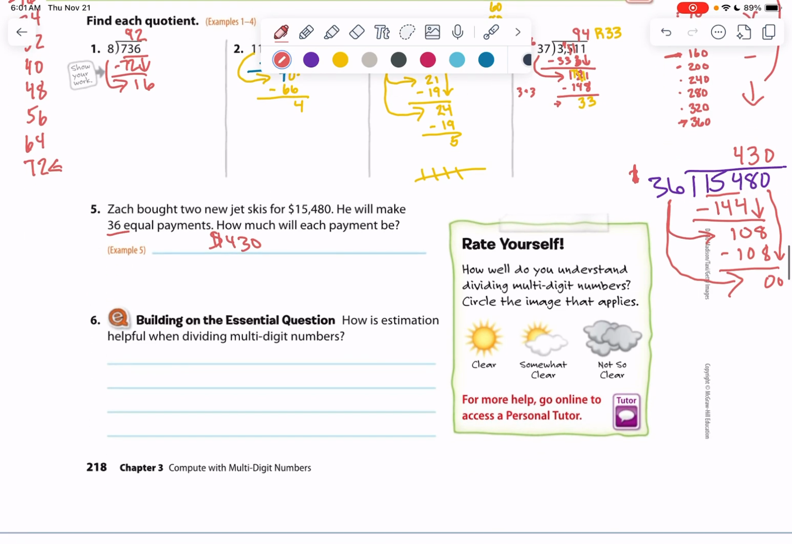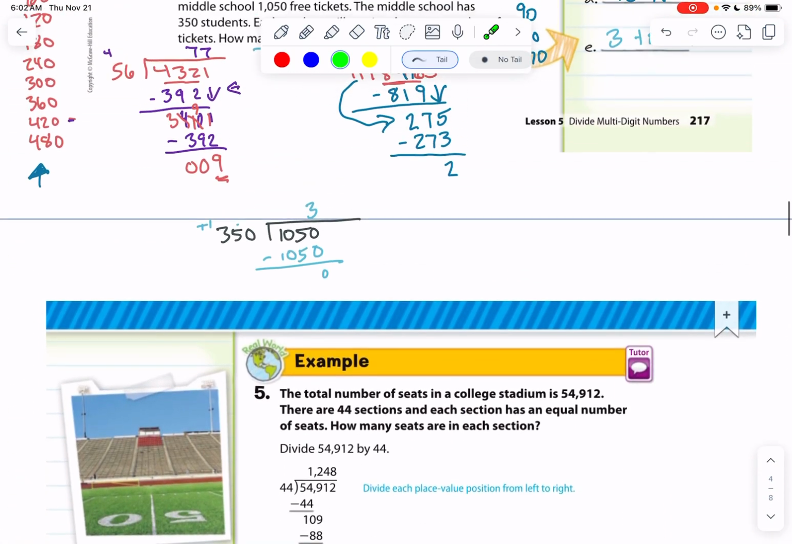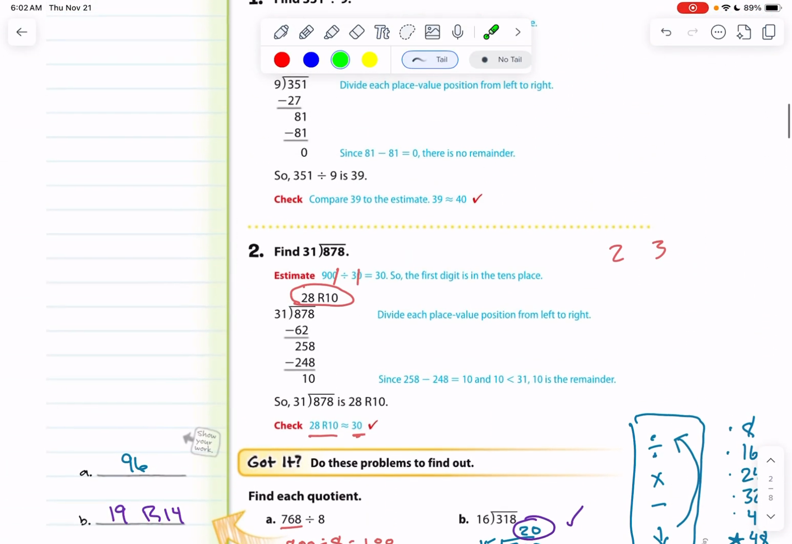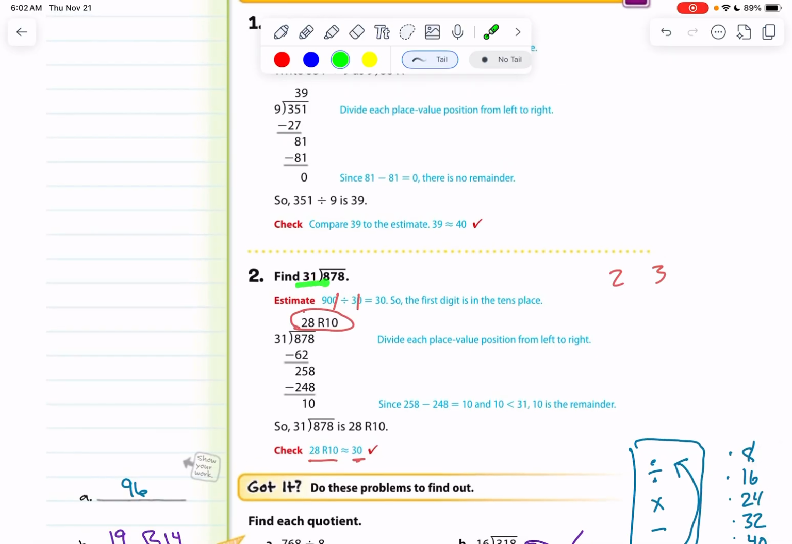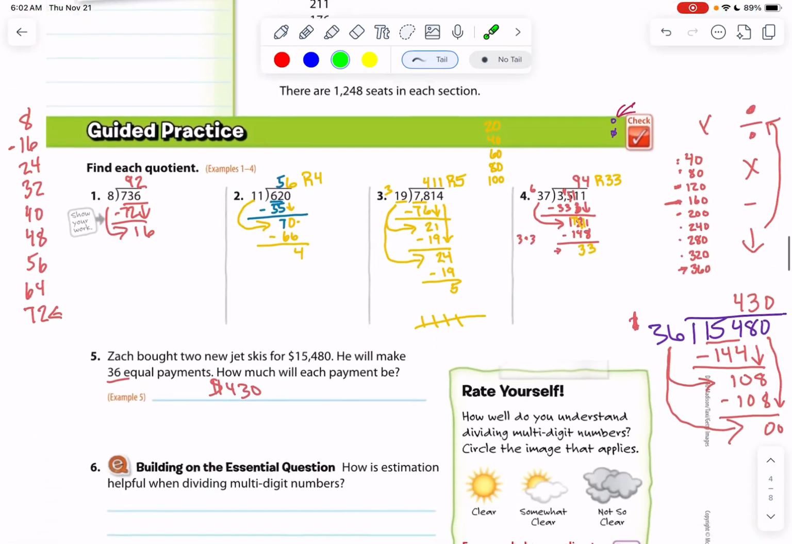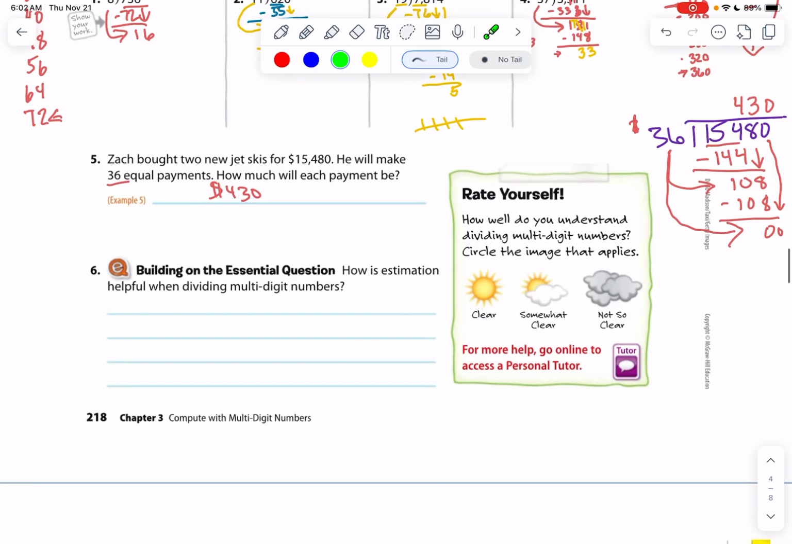All right. So now we're thinking about this one last thing. How is estimation helpful when dividing multi-digit numbers? Okay. So we did that in 2 ways. Let's look back at that for just a second. I'm going to try to scroll slow so I don't make you dizzy. Okay. Back here, way back here. Okay. Here we estimated 878 divided by 31 as 900 divided by 30, okay? And that gave us an approximate quotient. It also kind of helped us to know how many digits would be in that quotient.